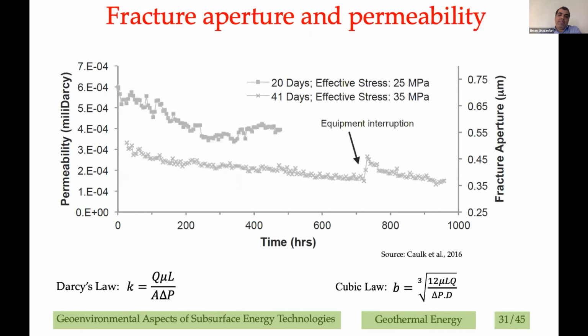Here's an example of how the permeability and fracture aperture change over time. These are the data for two different tests, one under an effective stress of 25, the other under 35. You can see that over time the permeability of that fracture is slowly decreasing, again because of the coupled processes involved, one of which is mineral precipitation and dissolution. Using Darcy's law, we can estimate the permeability of the rock specimens, and using the cubic law, we can estimate how the fracture aperture changes.